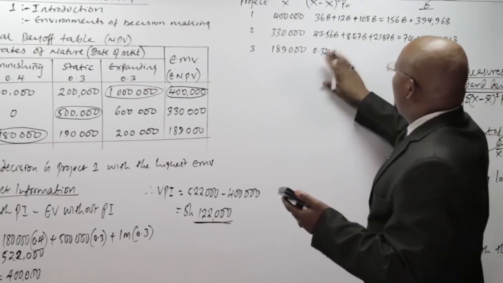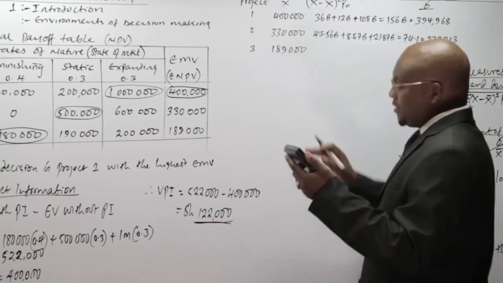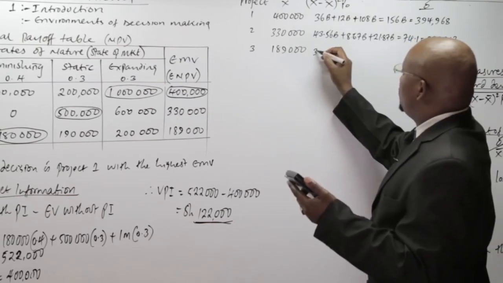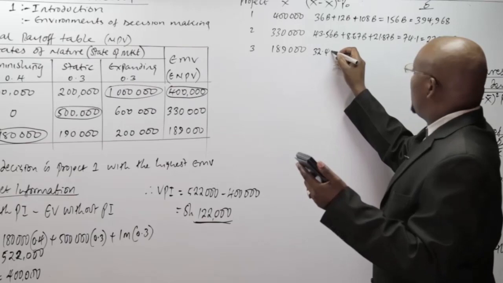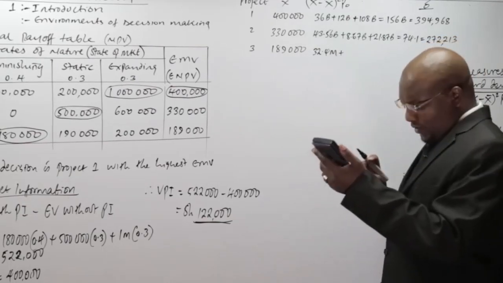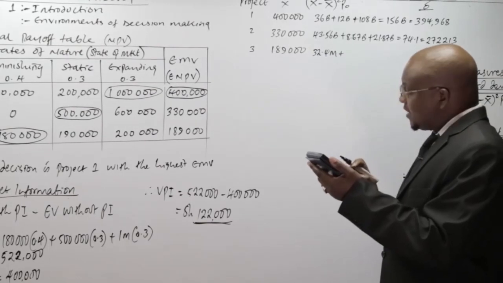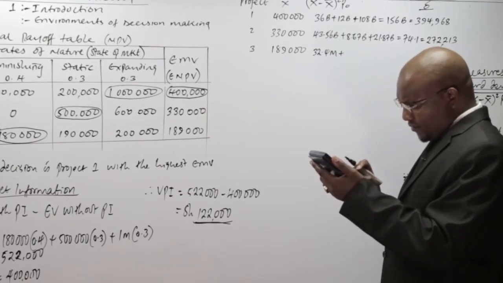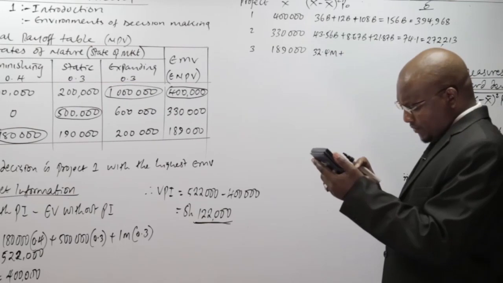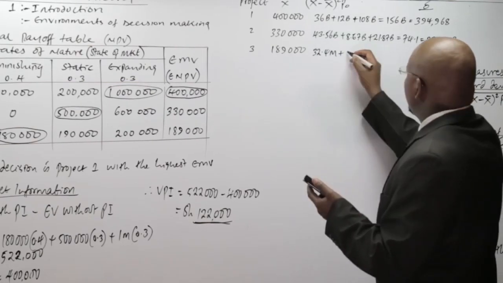The other one is 190. Or you can just use million for this one. It is a small figure, so you can have that 2.4 million plus. The other one is 190 minus 189, which is 1,000, square it times 0.3. This just will give us 300,000.